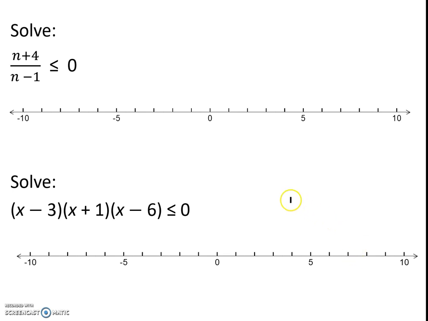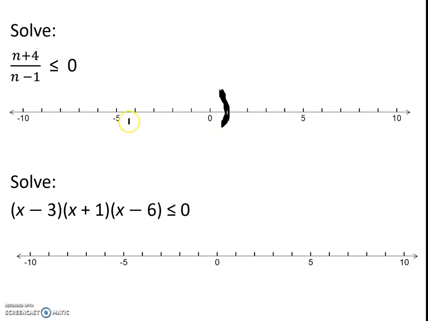Our third example is to solve (n + 4) divided by (n − 1) less than or equal to 0. And so we've got a couple of key numbers here. We know that n cannot be 1 because the denominator would go to 0. We would have 1 minus 1. So we have a parenthesis at 1 because it cannot be 1. And if we put a parenthesis, that means it's not included.